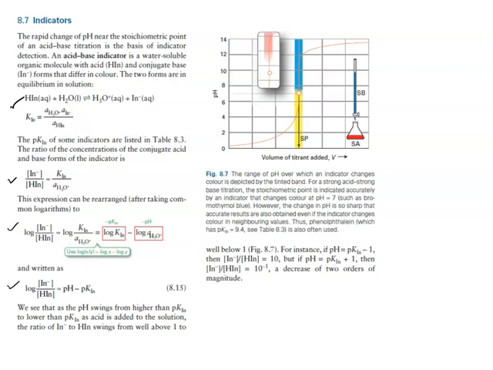We'll see that as the pH swings from higher than pK indicator to lower than pK indicator, as acid is added to the solution, the ratio of the basic form of the indicator to the acidic form of the indicator swings from well above 1 to well below 1. And we see this in figure 8.7.